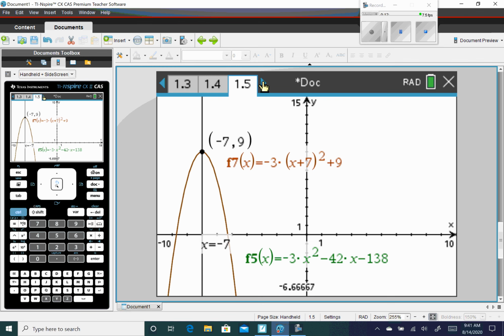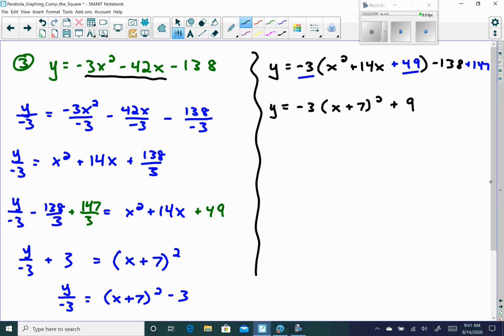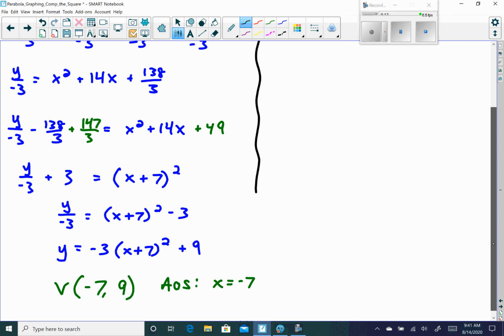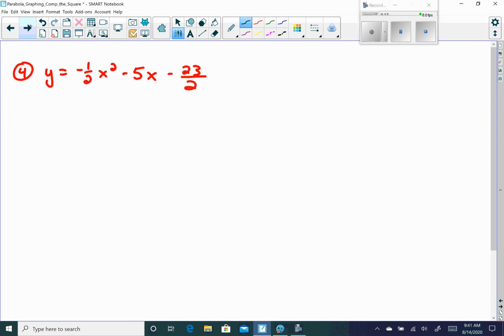Okay, and here is everything graphed for example 3. We have both the vertex form and standard form. Here is our vertex at negative 7, 9. Axis of symmetry is x equals negative 7. All right, one more example. Go ahead and pause the video and see how you can work this out before you check your answers.